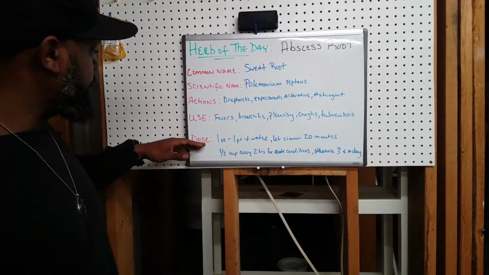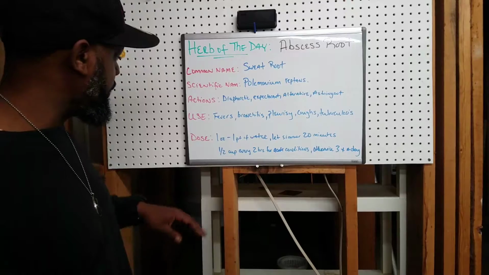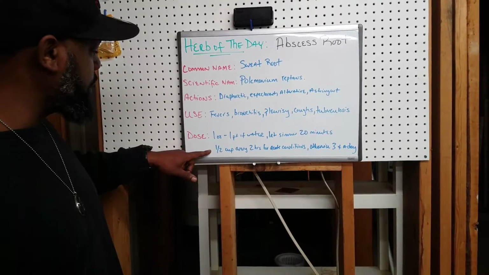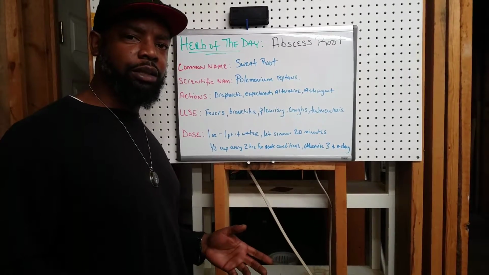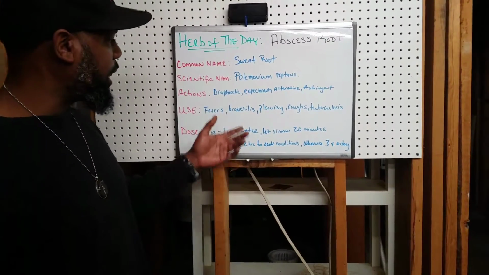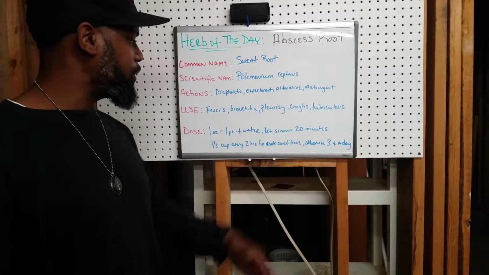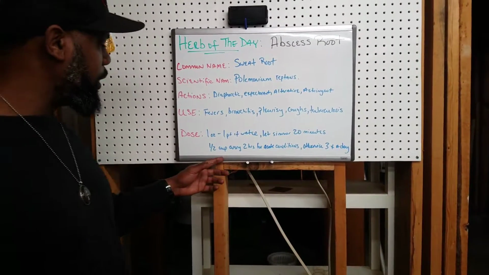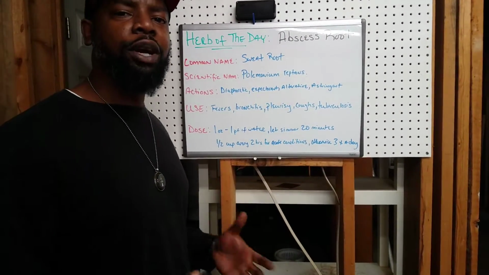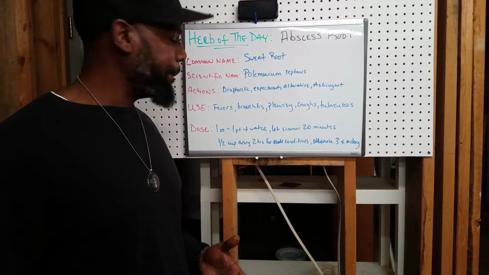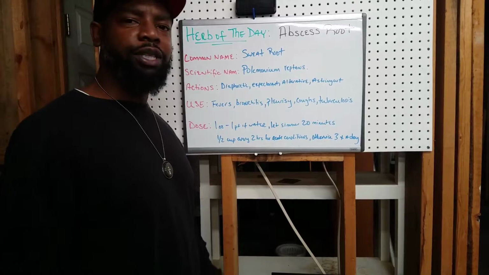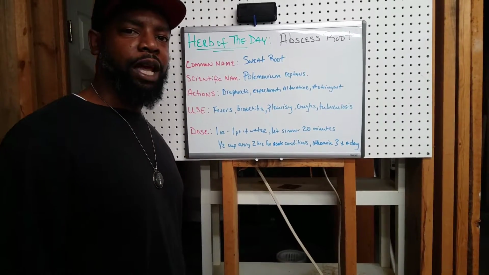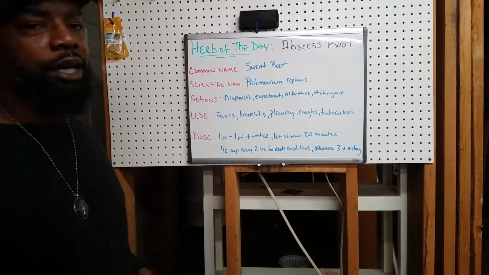Now, after you let it simmer, the recommended usage is a half a cup every 2 hours for acute conditions. So if you're dealing with something like bronchitis and a real bad cough, or tuberculosis, or a real bad fever, you drink this every 2 hours. Drink a half a cup. Otherwise, if you're just dealing with mild conditions, 3 times a day. Okay? And this is your herb of the day, Abscess Root.